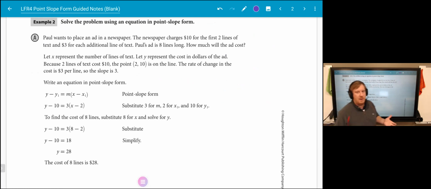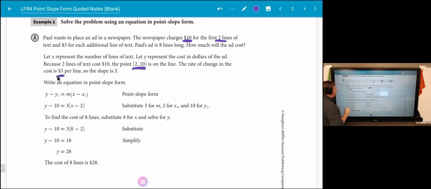So what we've got to do, well, in this case, we have a couple different things. We don't know what the slope is necessarily, but we have 2 points. We have $10 for 2 lines and $3. I'm sorry, we do have the slope. $3 for each additional line of text. So the one point is 2 lines cost $10, so (2, 10) is on the line. $3 per line after that, that is our slope, right? I misread the question earlier. Per is one of those words that probably indicates slope. It's not every time, but a lot of times it's going to indicate slope. So I've got m is 3. This point is on the line, (2, 10).